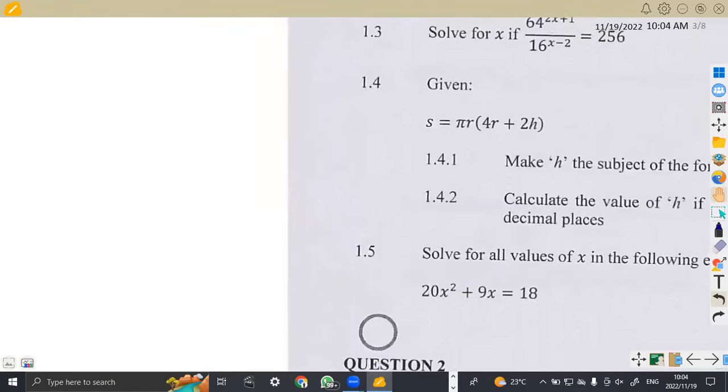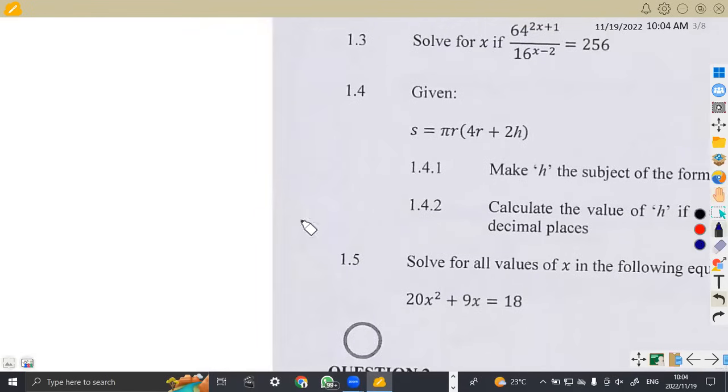Okay, so we have got the equation, which is s, that is 1.4. So we've got s, which is equal to, then definitely, guys, we have to expand brackets here. So we've got pi r times 4r here, which is going to be 4 pi, r and r here is going to give us r squared. Okay, we've got pi r times 2h. So this is going to give us 2 pi r h. Okay, so 2 pi r h.